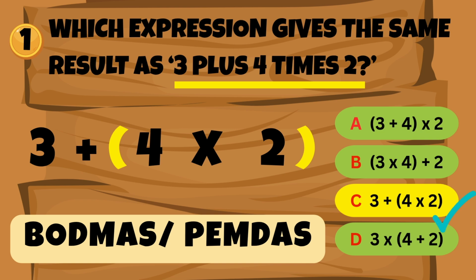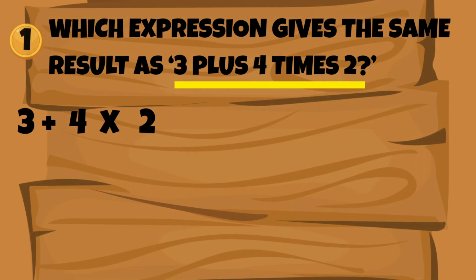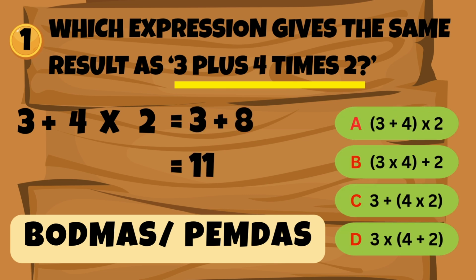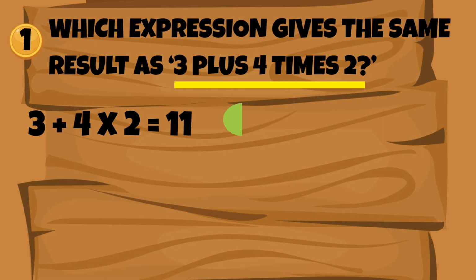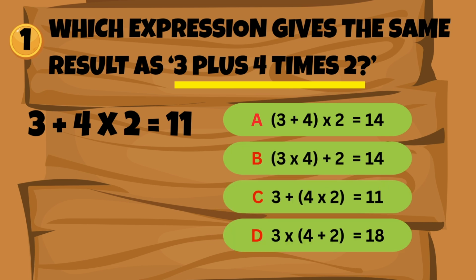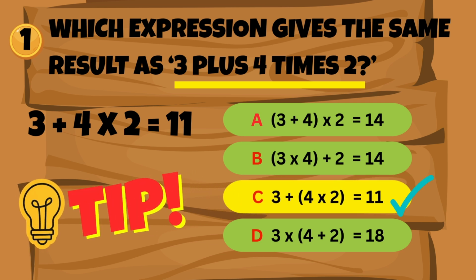Another way of looking at this is through the answer. Following the rule of BODMAS or PEMDAS, 3 plus 4 times 2 gives us 11. Which of the 4 options gives us 11? So again, C is the right answer! Teaching tip. Encourage your students to try either of the methods to solve this question, or to use the second method to cross-check that their answer is indeed correct.